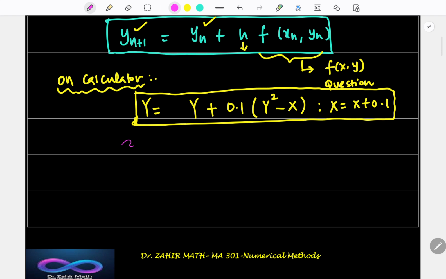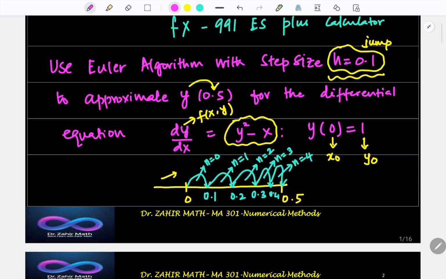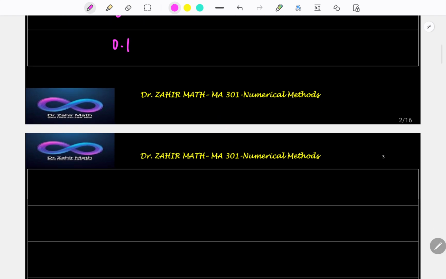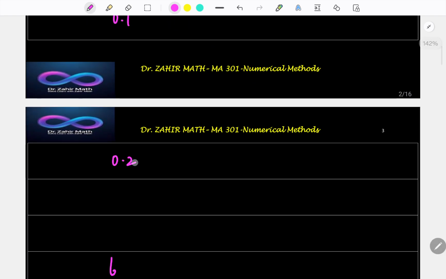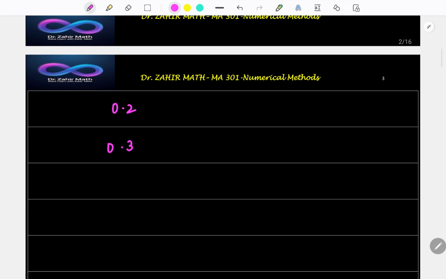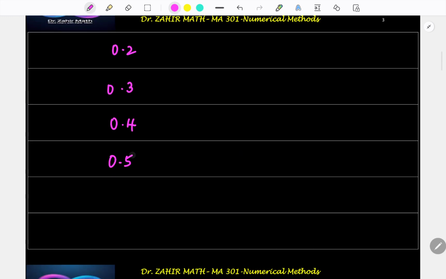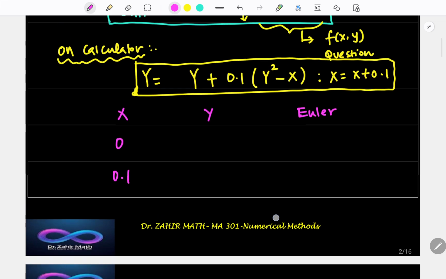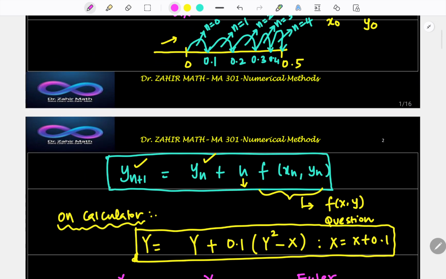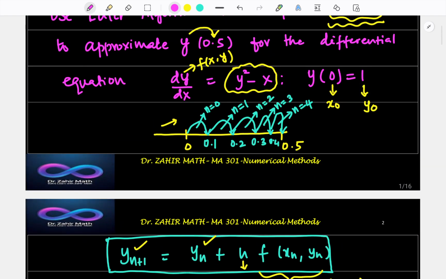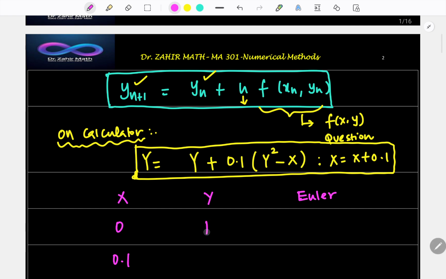Now create a small table. X values, y values and the Euler algorithm values we are going to write. X values you have to choose from this one. X is the initial point 0, and then you have to write 0.1, 0.2, 0.3, and 0.4. The values are up to 0.5, but you will stop at 0.4 because your jumping finishes from 0.4. Keep in your mind. The y value is the first initial value you are going to take. So your initial value is 1.